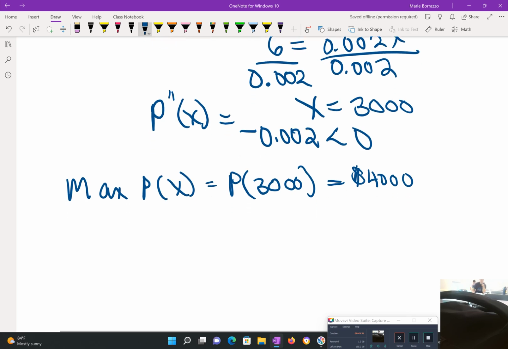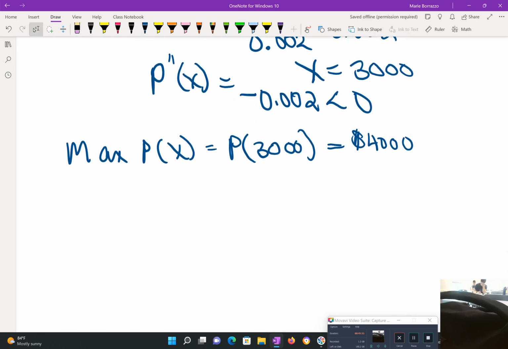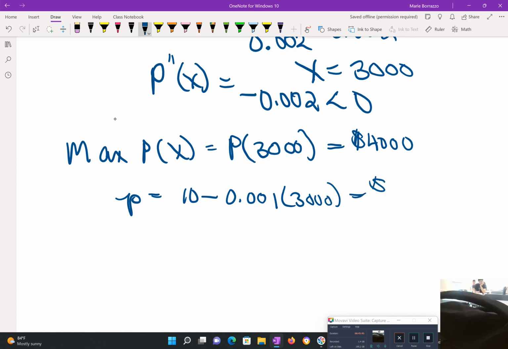And that value for each pen is going to be 10 minus 0.001 times 3,000, which is equal to $7. So you're going to increase the price of those pens. Those are some expensive pens now. A whole $1.